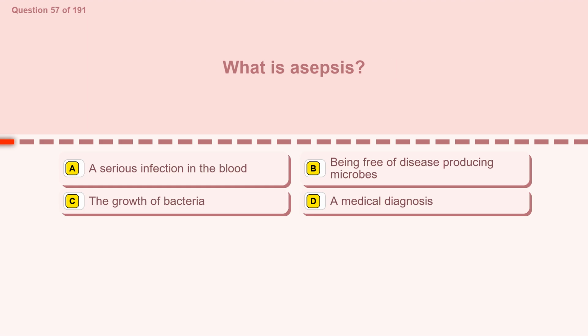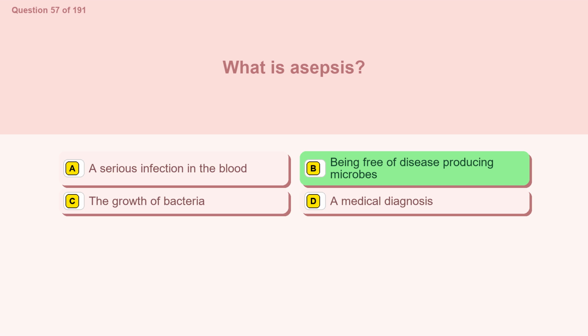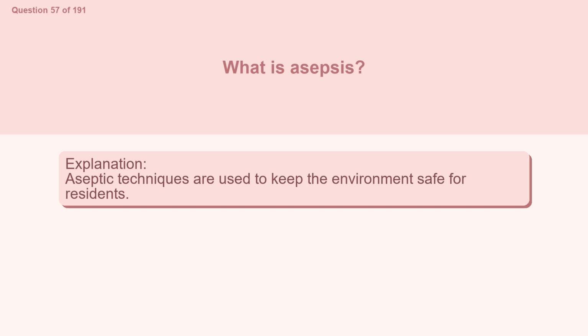Question 57. What is a sepsis? Option A, a serious infection in the blood. Option B, being free of disease-producing microbes. Option C, the growth of bacteria. Option D, a medical diagnosis. The correct answer is option B, being free of disease-producing microbes. Aseptic techniques are used to keep the environment safe for residents.